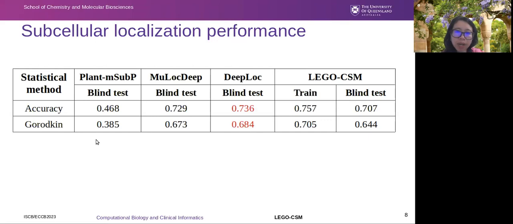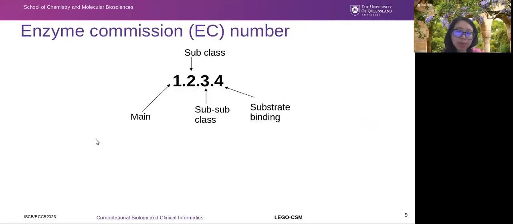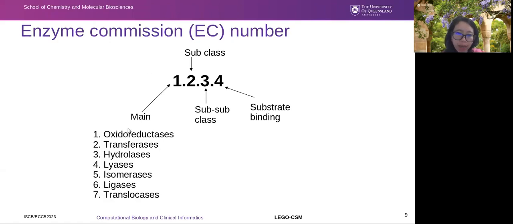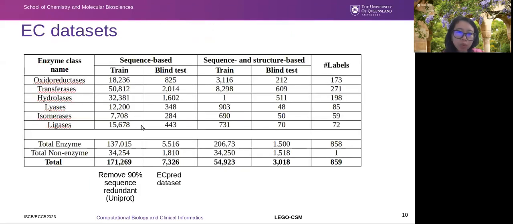Now, let's look at the enzyme commission number, where there are 4 numbers to predict. The first number is the main class, and this is the list of the main classes, where we have 7 main classes, but we only predict 6 main classes due to limited data. And this is the dataset that we have. This is the sequence-based one. For the training set, we use the UniProt data, with sequences redundant at 90% removed.